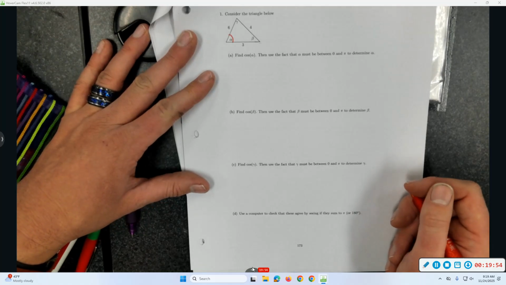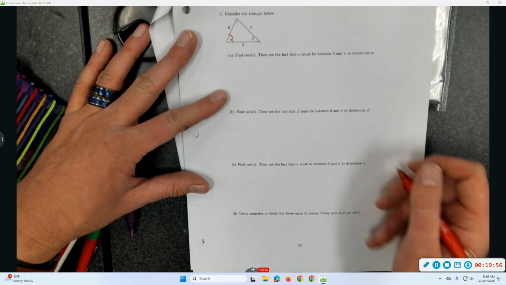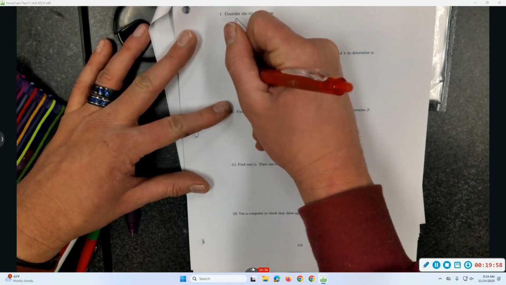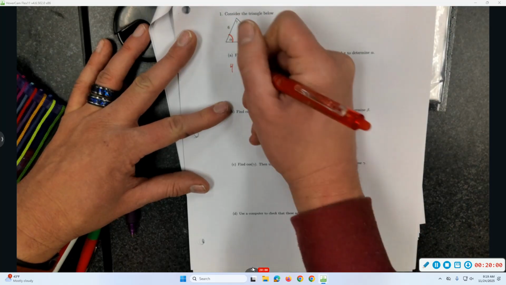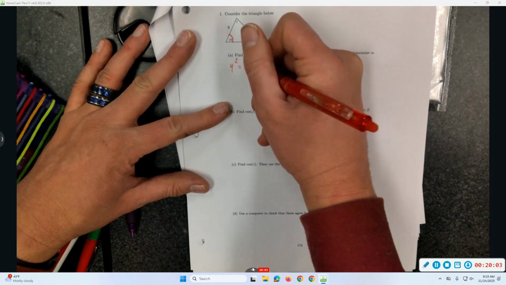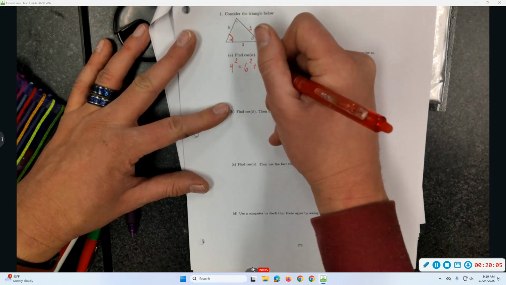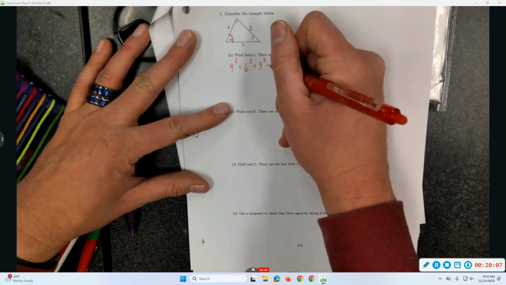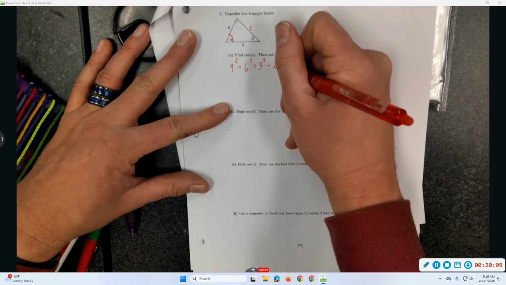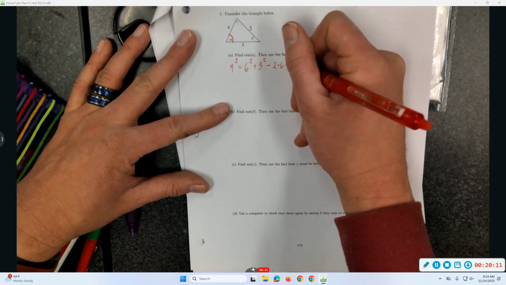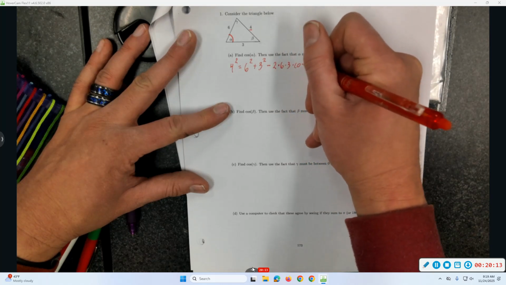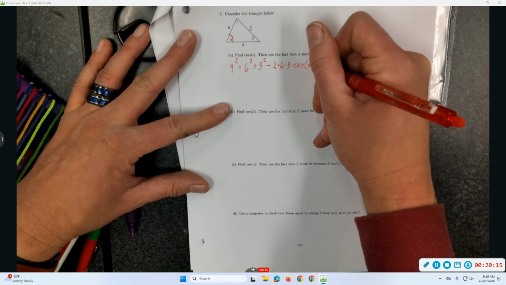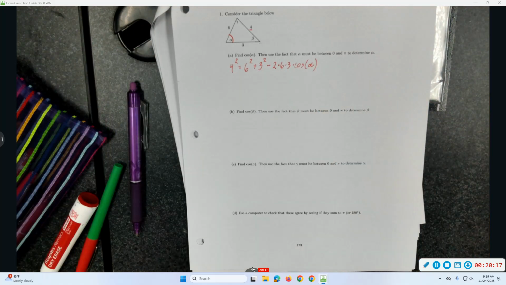Which side is opposite that angle? 4. So let's use the law of cosines based on this side. So 4 squared equals 6 squared plus 3 squared minus 2 times 6 times 3 times cosine of alpha, which I don't know.